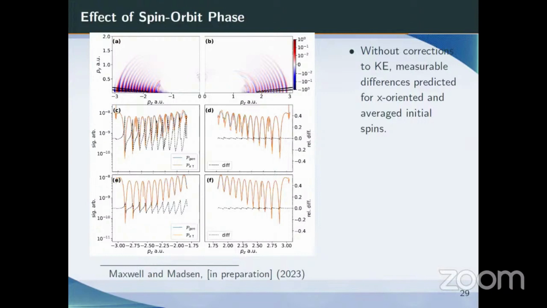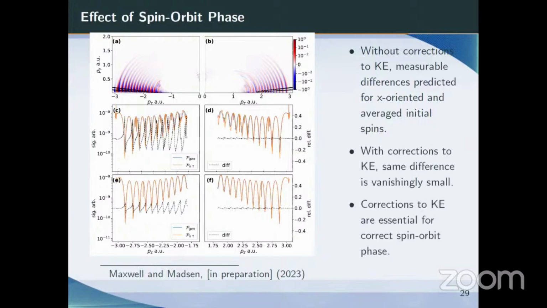And you can see in this left column, on this line out, we get differences up to 40%, which in theory would be measurable. But on the right, as soon as we include those kinetic energy corrections, it goes down by over a factor of 10, and we essentially get no effect from the spin-orbit coupling there.